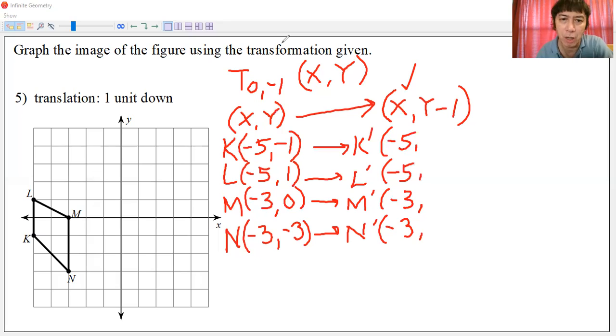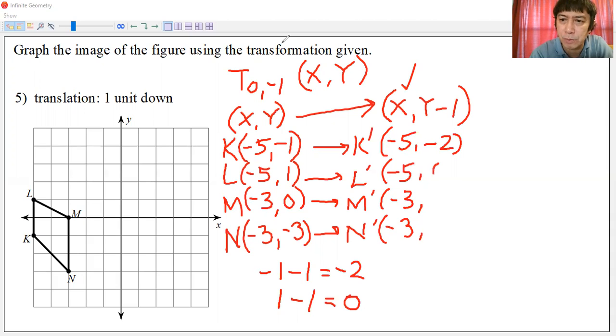All right, let's take our Y for the point K. It's a negative 1. The formula is Y minus 1, so this will have minus 1. And that adds up to negative 2. That means this is negative 2 there. Next point is L. The Y in the point L is 1. Then we will subtract 1. That looks like a 0. And so this is now 0 there.